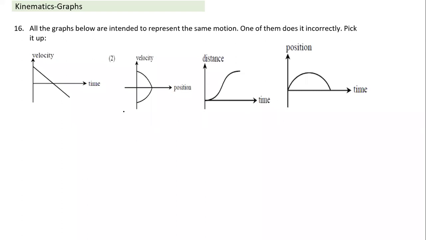So in terms of understanding, what does each type of graph indicate? Can we interpret each graph? This question is more to improve your understanding of graphs. All we need to do is identify which 3 of them represent the same motion, and the 4th one which doesn't represent the same motion is the odd one out.